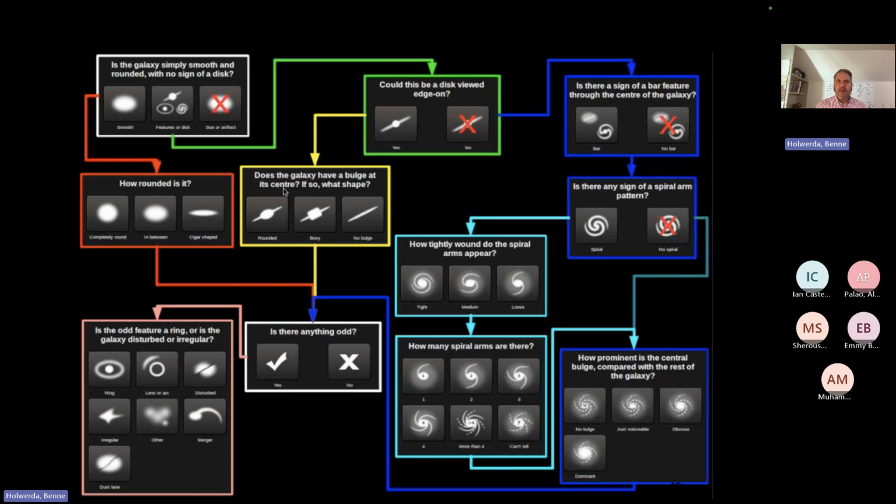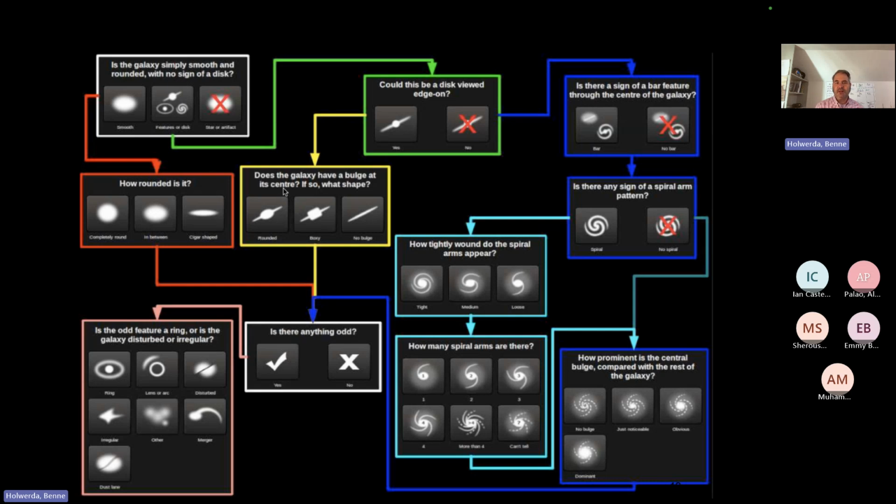And so the questions are organized in a way that if you say, yeah, it has a disk or it has structure, that you then go to questions about that structure. But if you go, no, it's an elliptical, then you just are asked, how rounded is it? And then it goes, is there anything odd? And I know for a fact that the people who designed this, that one button, is there anything odd, they are now wishing they never put in.